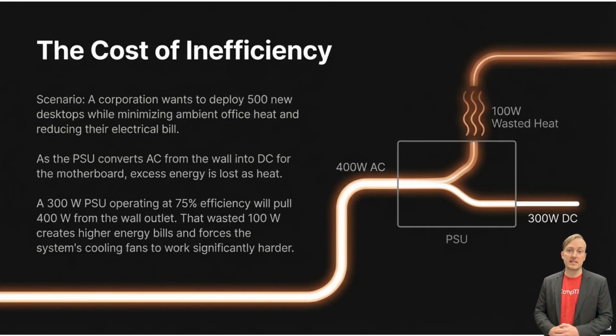When transforming AC to DC power, we have to talk about the cost of inefficiency. Scenario: a corporation wants to deploy 500 new desktops while minimizing ambient office heat and reducing their electrical bill. As the PSU converts power, excess energy is lost as heat. For example, a 300-watt PSU operating at only 75% efficiency will actually pull 400 watts from the wall outlet. That wasted 100 watts creates higher energy bills and forces the system's cooling fans to work significantly harder.